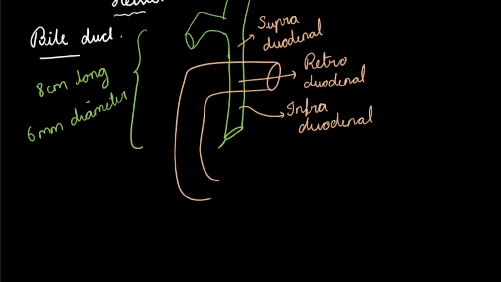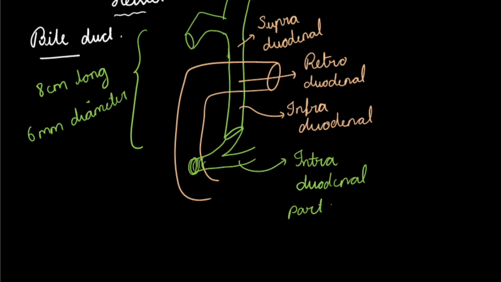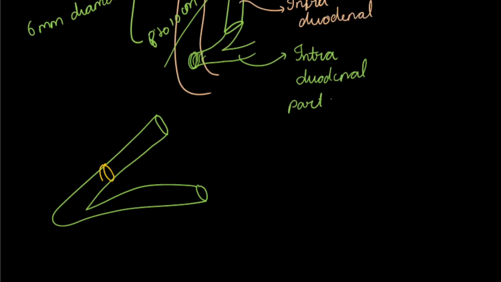The bile duct enters into the second part of the duodenum after joining with the main pancreatic duct, and this is called the intraduodenal part. Here the bile duct joins with the pancreatic duct, and it opens at the hepatopancreatic ampulla or ampulla of Vater. We already studied that it is 8 to 10 cm away from the pylorus. This is the exact surface anatomy. We had read previously while discussing the pancreas anatomy.